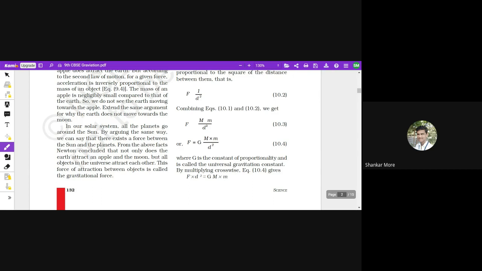Okay, so what Newton concluded? Newton concluded that all objects in the universe attract each other. Now remember this line, underline this line. All objects in the universe attract each other. Now if I give you an activity, you must be having a phone in your hand, right? And in other hand, maybe you will be having a notebook or a pen. So these two objects are also attracting each other. Okay, even though they are not traveling towards each other.